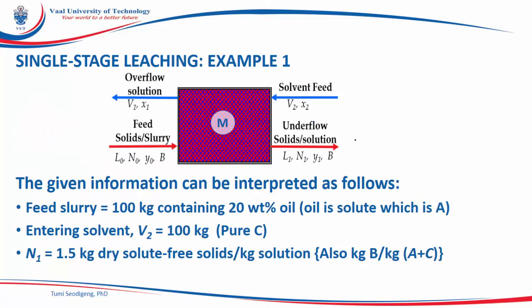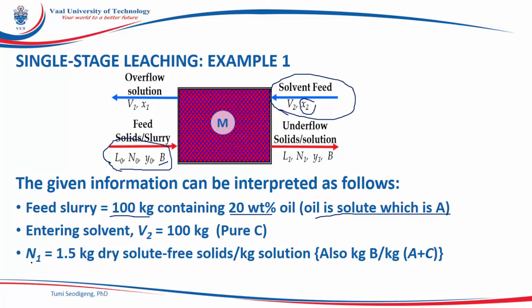Let's interpret the given information. We are given the feed slurry of 100 kg containing 20% weight of solute A. That gives us information that has to do with B, because we can calculate B, which is the flow of solids. Also, we are told that the solvent entering is 100 kg of pure hexane, meaning that X2 will be 0. It will just be pure hexane.